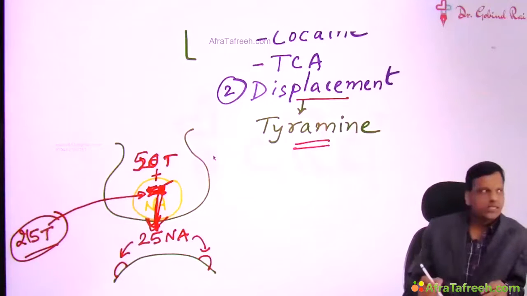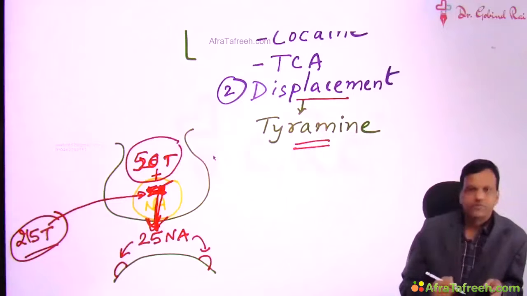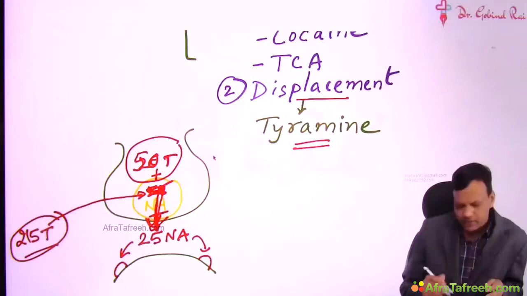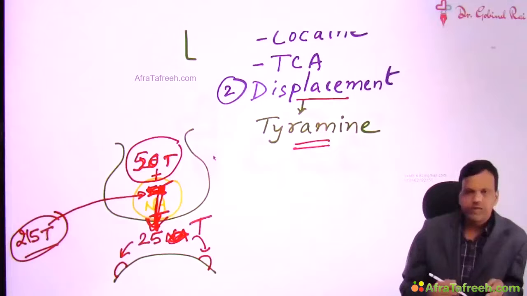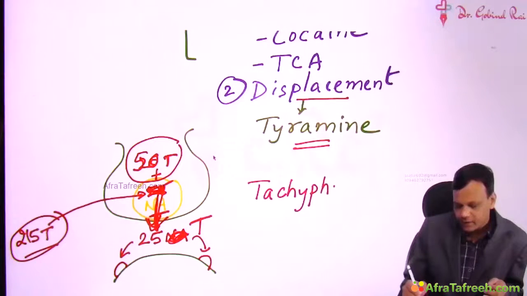Now what is remaining in the vesicle is all 50 molecules of tyramine. If we give a third dose of tyramine, it will become 75 tyramine. Now there is no noradrenaline which can be displaced, so now tyramine is displaced. So when tyramine comes in the synapse, it cannot act on the receptor, so the action will suddenly stop. So this phenomenon is known as tachyphylaxis.